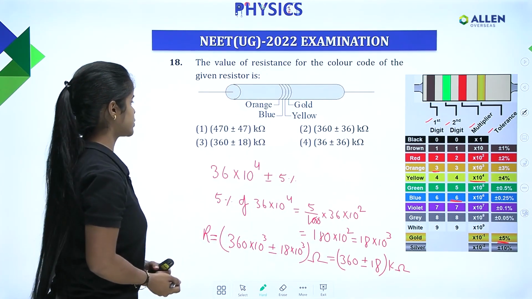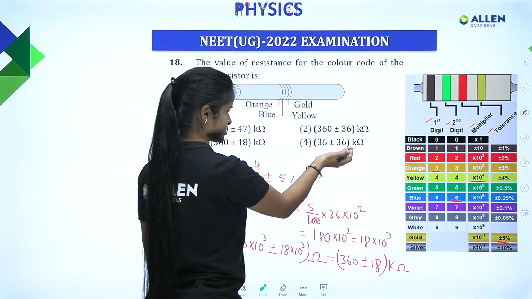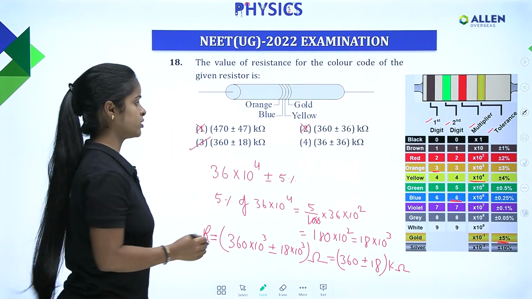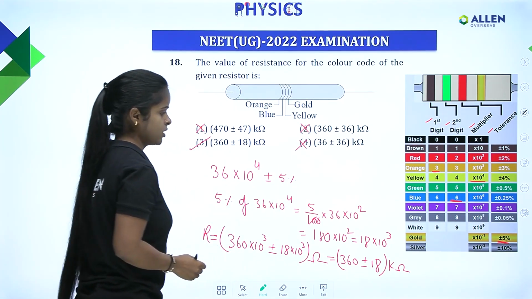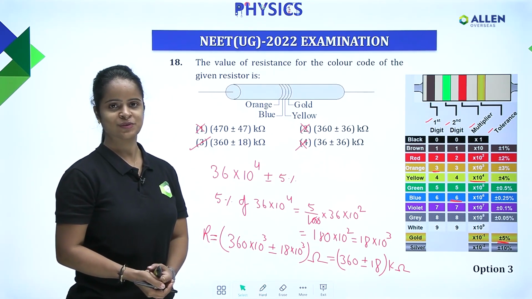Let's match the option. Here it is 470. Here the 360 is okay, but here it is 36, so it will be wrong. Option number 3 is the correct option, and option number 4 will be the wrong option. And the same thing is written there. That is, option number 3 is the correct option. Hope it is clear to everyone.